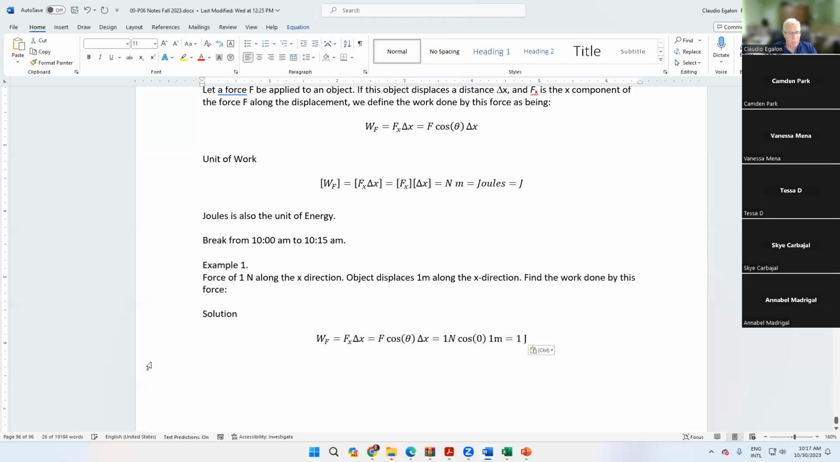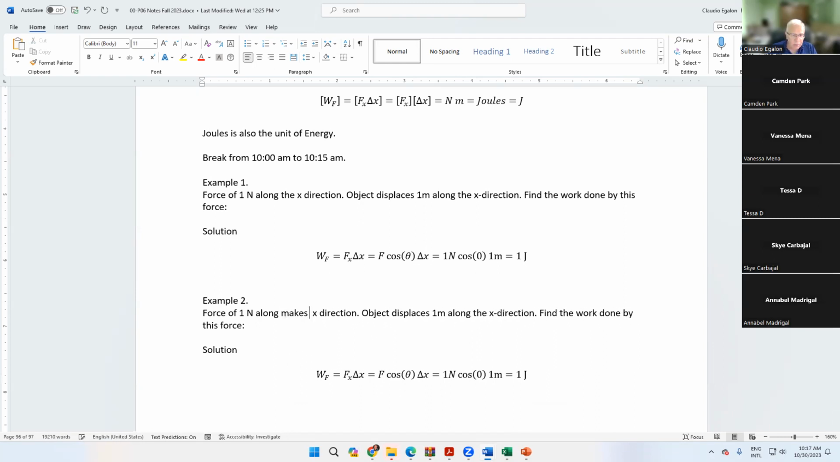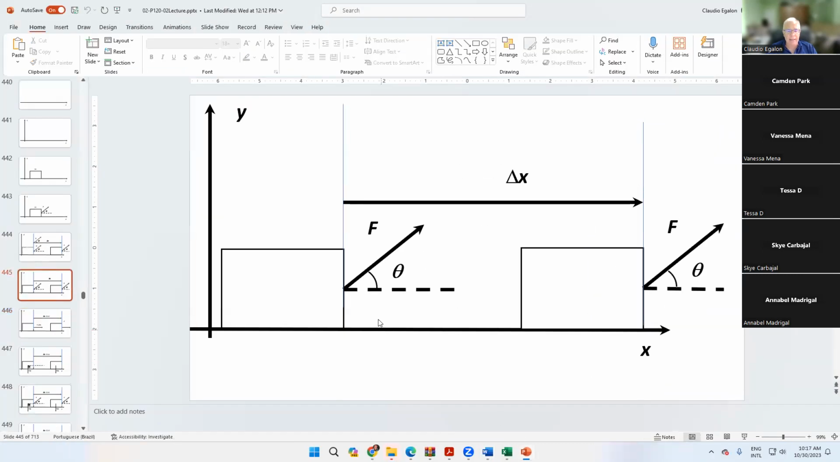And then let's do another one. Example 2. A force of 1 Newton makes an angle of 60 degrees with the x direction. The object displaces 1 meter along the x direction. Find the work done by this force. Okay, so it'll be something like that.